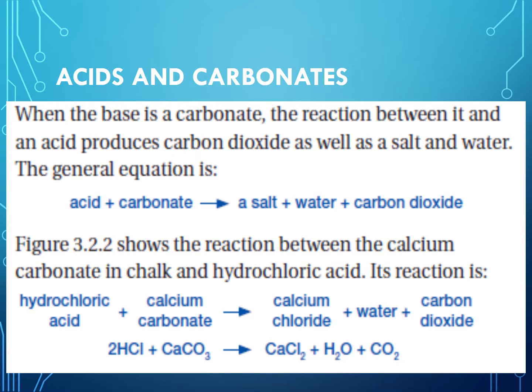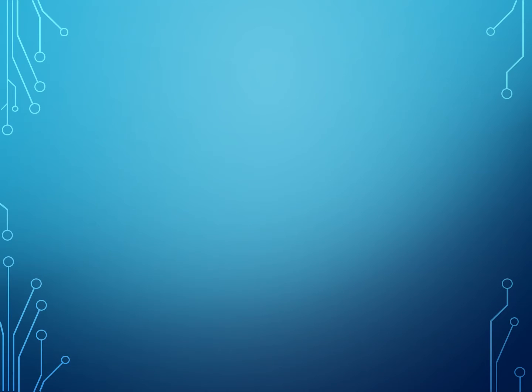An example of that is hydrochloric acid and calcium carbonate. Calcium carbonate is actually lime or marble, same thing. When those two react, it forms calcium chloride, which is the salt, plus water and bubbles of carbon dioxide. So if you ever tip acid onto concrete and you see the bubbles form, that's exactly what's happening.